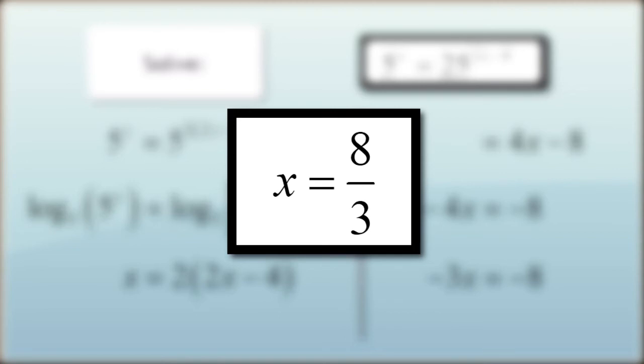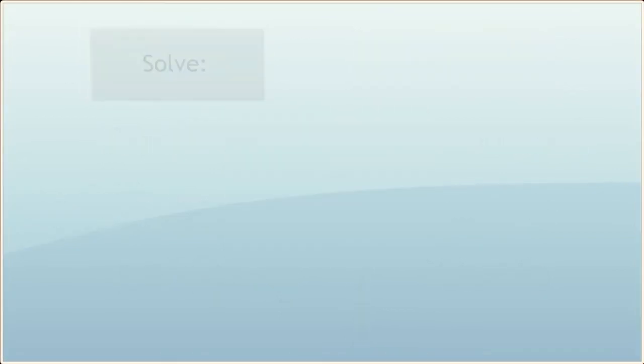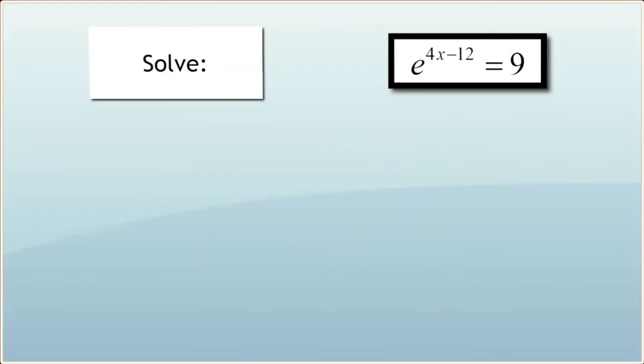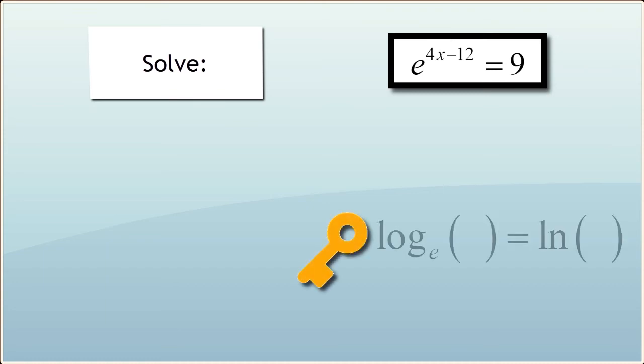Let's try another example. Consider the function e to the power of 4x minus 12 equals 9. Pause here if you would like to try the question yourself. Again, we need to isolate for x. This time, it's only stuck in the exponent on the left side. To extract it from the e term, we need to use the logarithm of this exponential function, which is the special logarithmic function with a base of e.